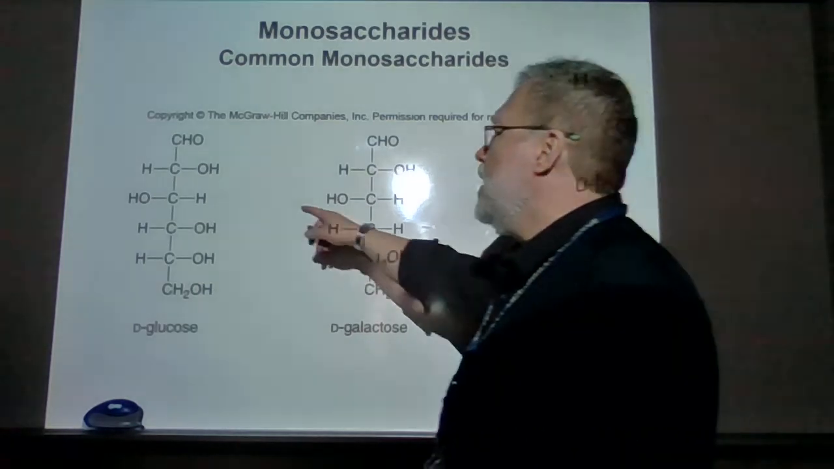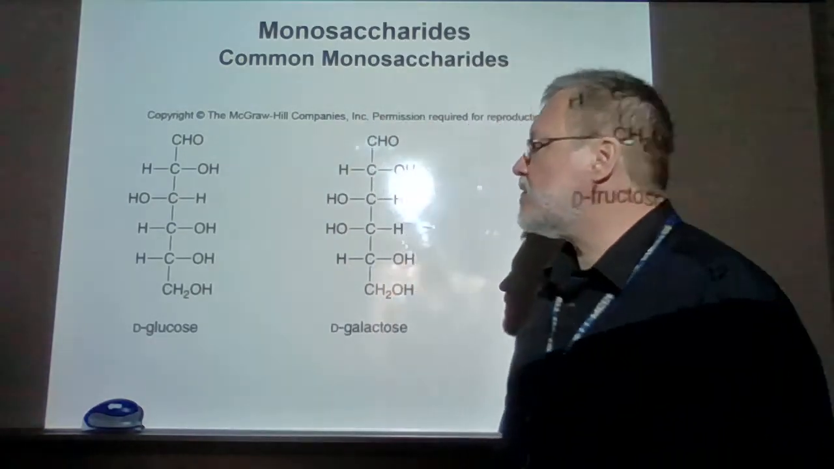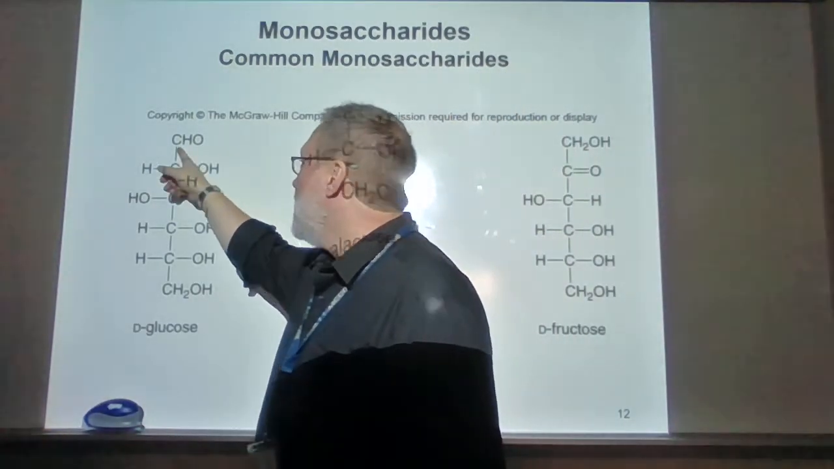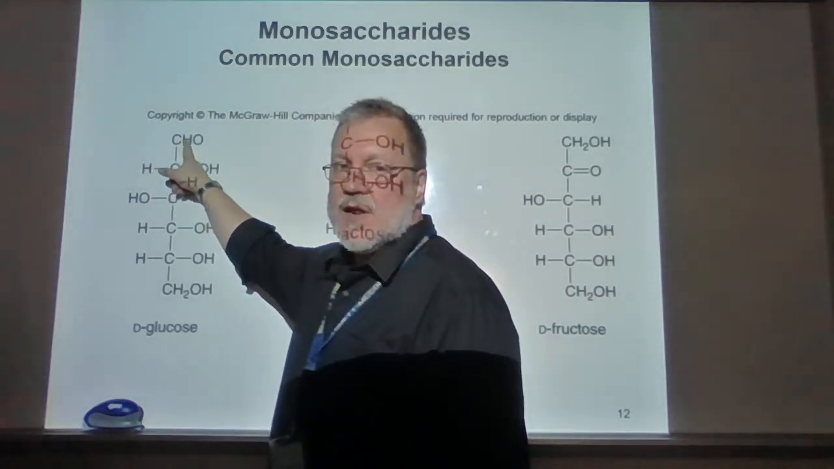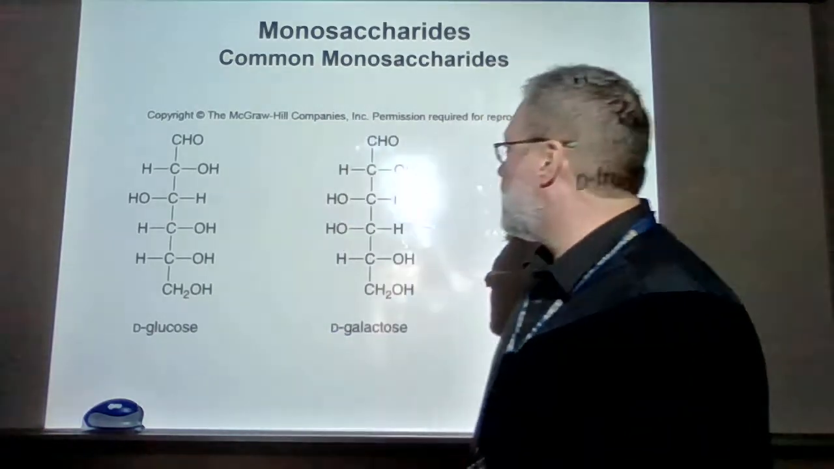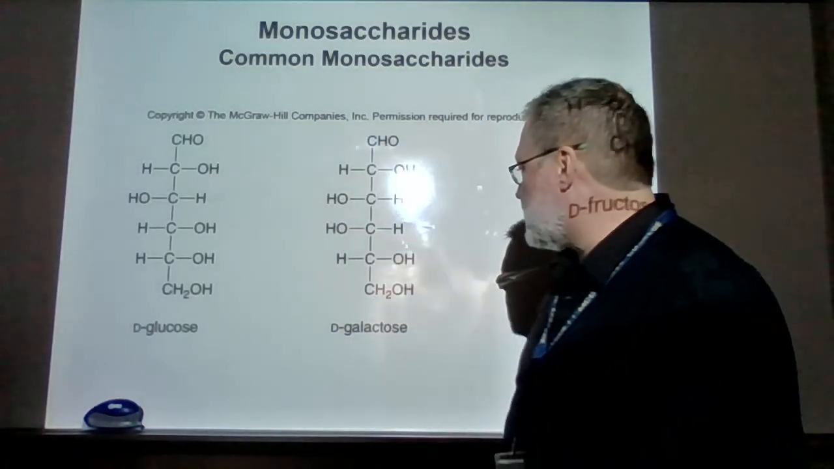So this would be 1, 2, 3, 4, 5, 6. This would be a hexose. It is an aldohexose. The aldehyde. See, the carbonyl is at C1. This is an aldohexose, it's D-glucose. This is 1, 2, 3, 4, 5, 6.